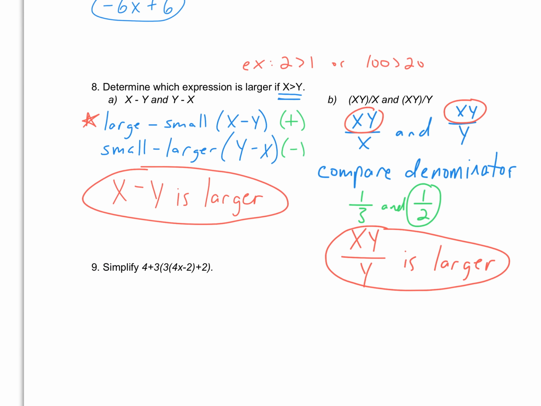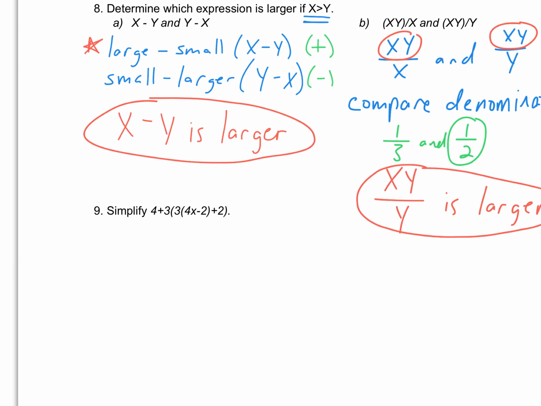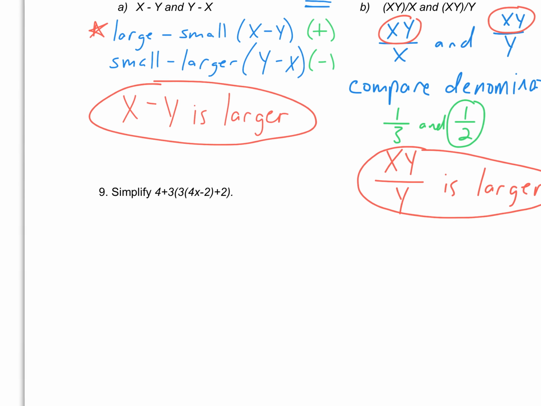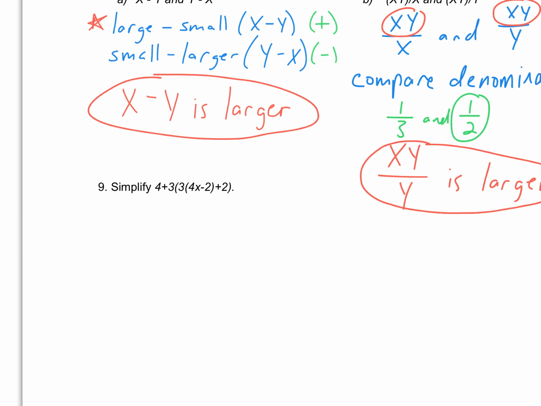Okay, number 9, another simplifying one. This one's a little more involved. Again, we have a variable in here, so we need to do some distributing first. This 3 getting multiplied out because that's the very inside parentheses. I'm going to write what I have initially and say 3 times 4x is 12x. 3 times negative 2 is negative 6.